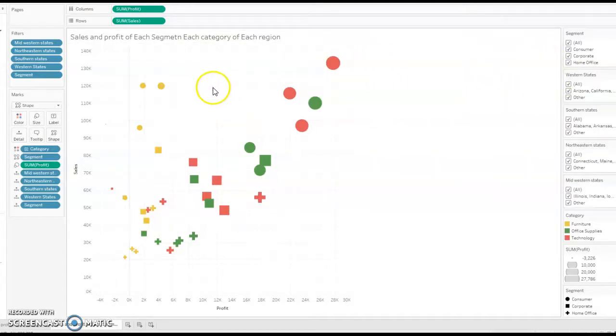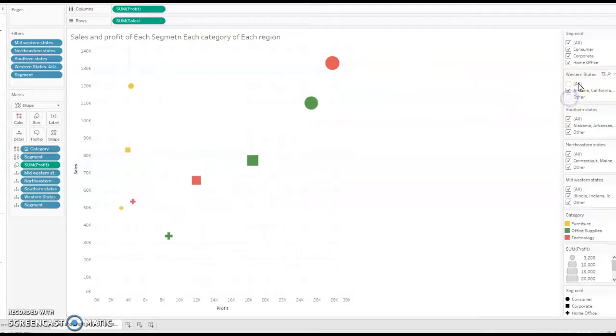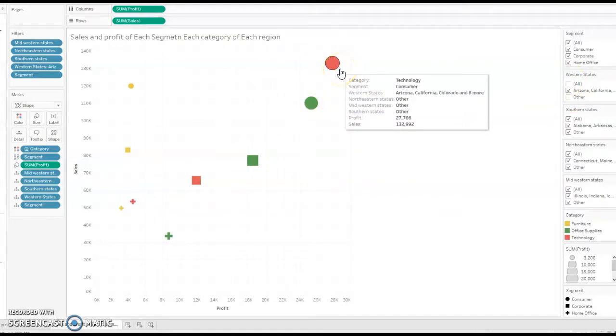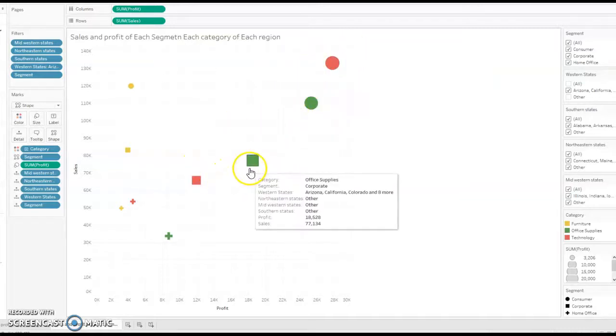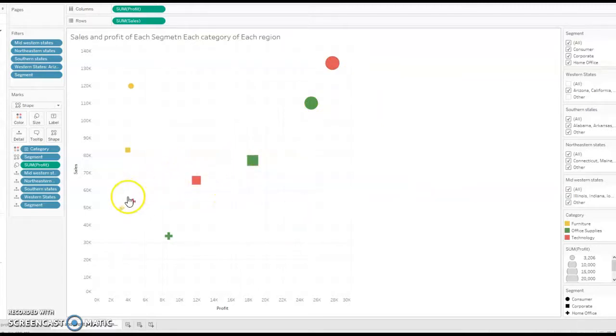So if we now need to analyze region-wise, we go for the western region. And we can see that in the western region, the consumer type is doing really good, and the corporate is also doing good. But again, the home office sector is not doing that good in terms of sales and profit.